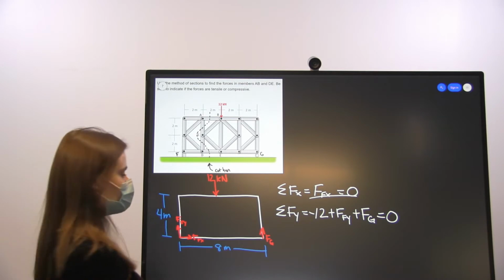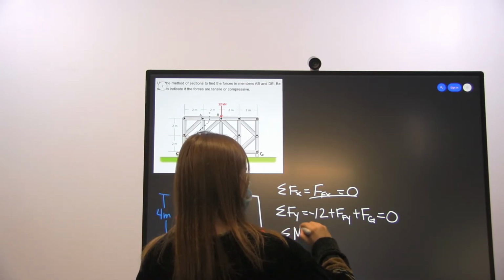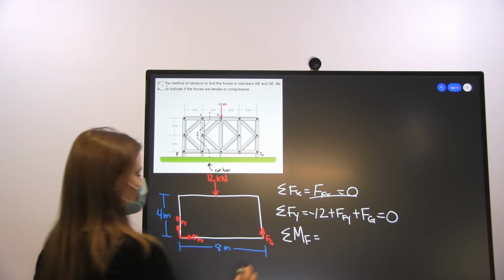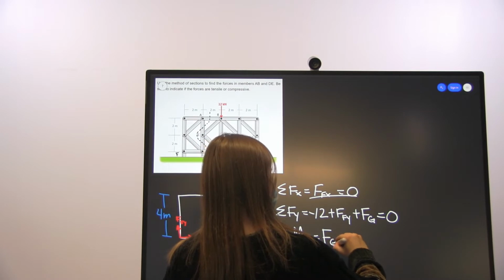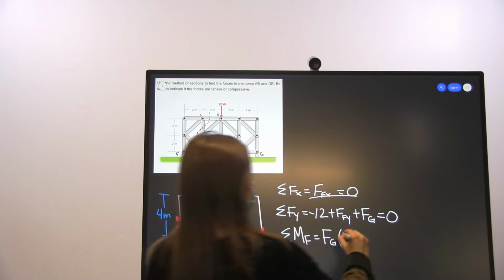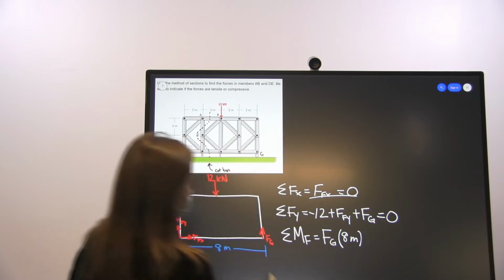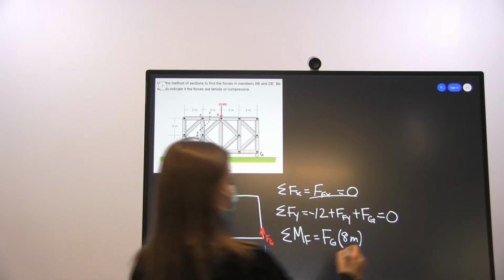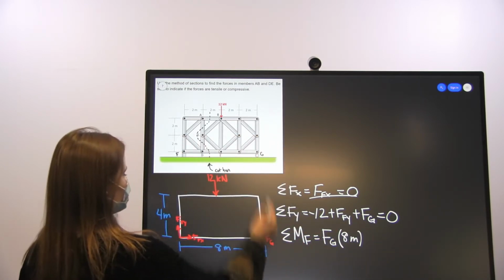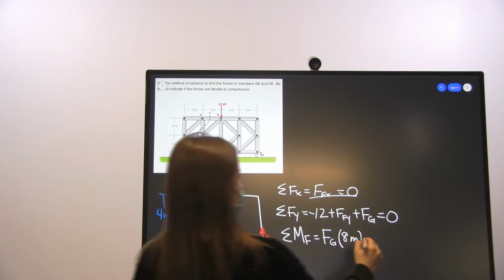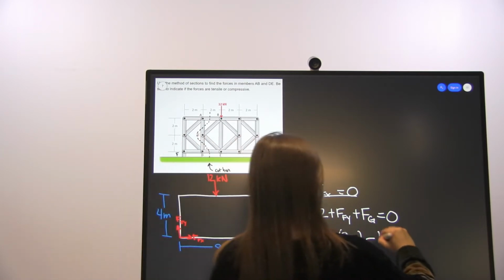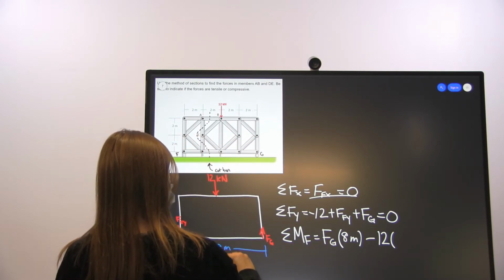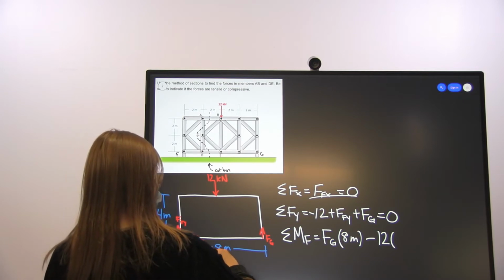So we can't solve for the force F in the Y direction or G yet, so we're going to have to take the moment, and we're going to take the moment at F because F has the most unknowns. We're going to want to get rid of those. So when we take the moment about F, that's going to be force G times 8 meters, because it's going vertically, so we take the horizontal distance. This is going to be positive because it's going counterclockwise around F, and then it's going to be minus 12 times, and remember the space from F to the 12 kilonewtons is 4 meters.